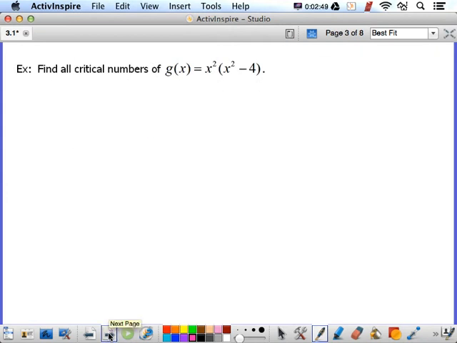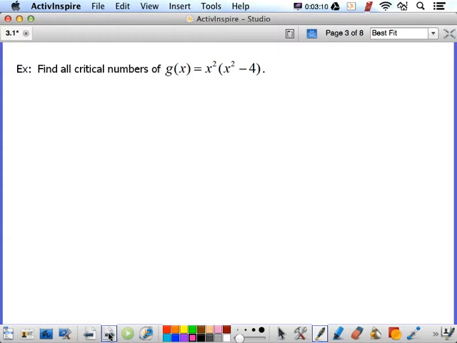So the first thing we want to do is just practice finding the critical numbers. We're not going to do anything with them. We're just going to practice finding them so that you understand how to get them. Later we'll figure out what to do with them. So the first example is find all critical numbers of g of x equals x squared times x squared minus 4. To find critical numbers, you have to take the derivative.